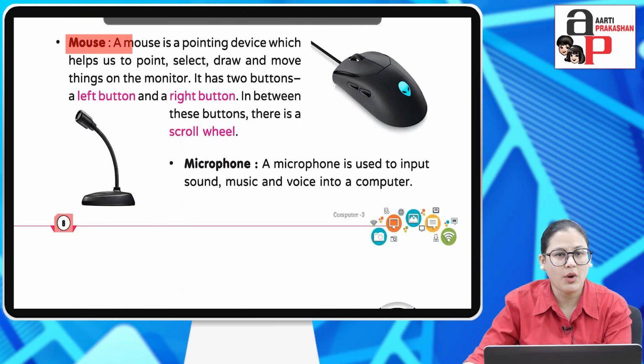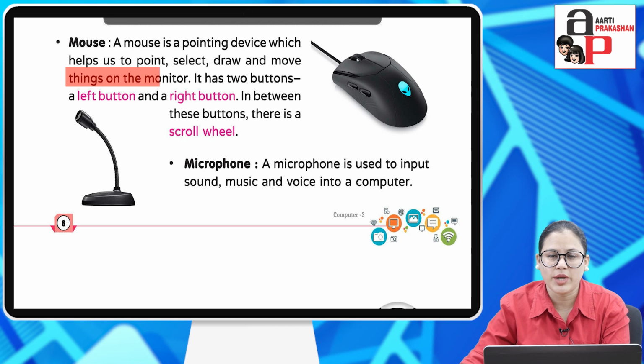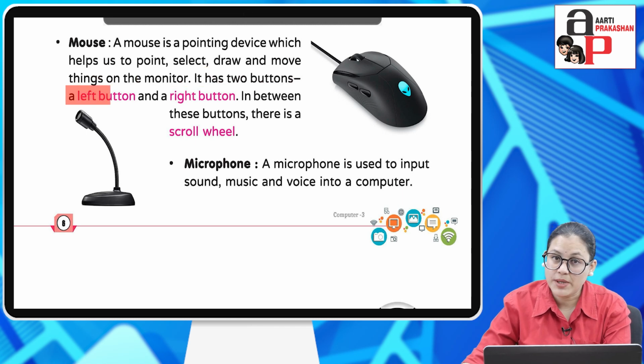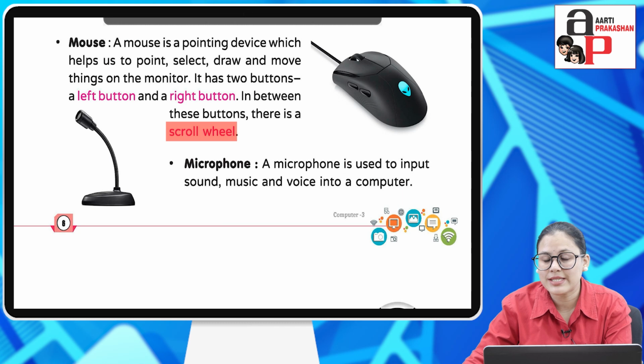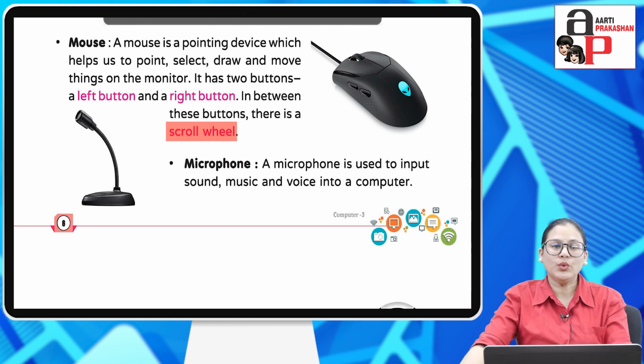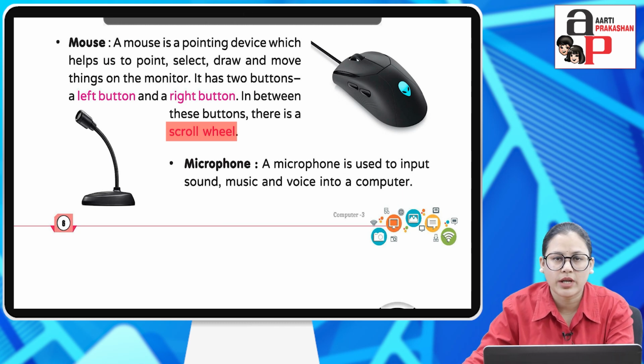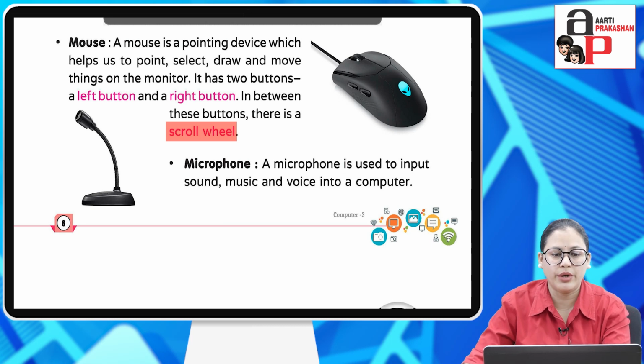Number two is mouse. A mouse is a pointing device which helps us to point, select, draw, and move things on the monitor. It has two buttons, a left button and a right button. In between these buttons, there is a scroll wheel. Okay, see, as you can see here, a mouse has two buttons, left and right, and there is a wheel in between these two buttons. This is known as the scroll wheel. Okay, we already know that a mouse is a pointing device. Whenever we want to point to an object or select an object on the monitor, we use a mouse.